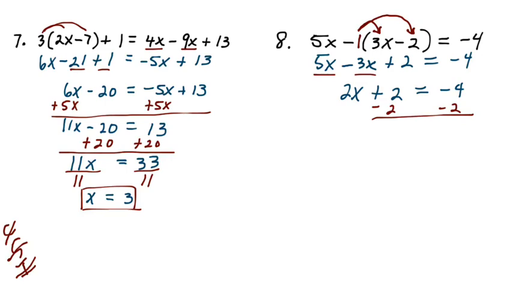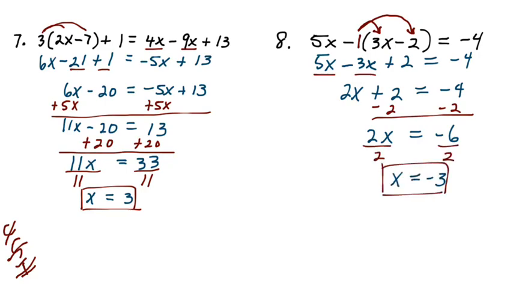Again, our goal is to get x by itself, so I want to get rid of that 2 first. And then I've got to get rid of the other 2 by doing division. Or again, you could do this one in your head, and you can see that x is negative 3. All right, and so those are some examples of how we solve multi-step equations.